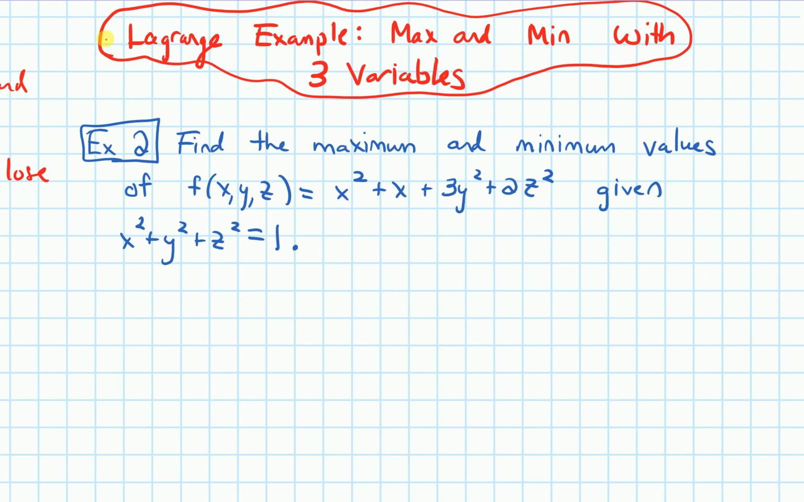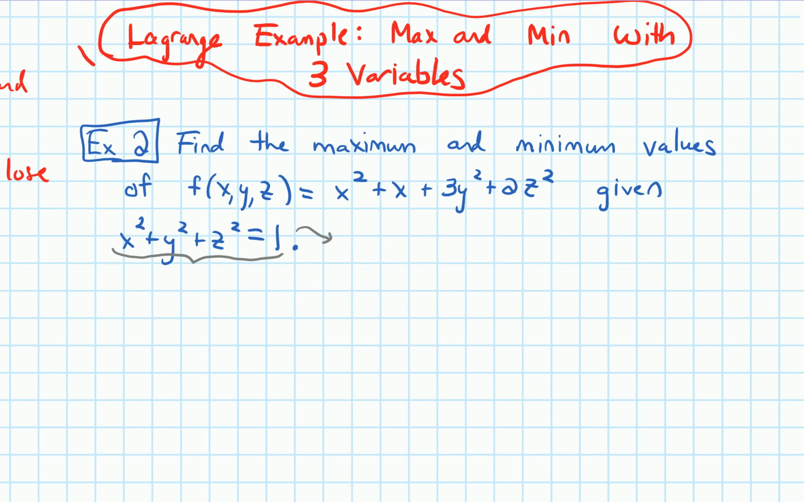In this video, we will do a Lagrange multipliers example where we find the max and min values of a function given some constraint where there are three variables. All right, so the example says, let's find the maximum and minimum values of f of x comma y comma z equals x squared plus x plus 3y squared plus 2z squared given x squared plus y squared plus z squared equals 1. Okay, so I noticed that the function f is the function that I want to find the max and min values of, and this other equation is our constraint.